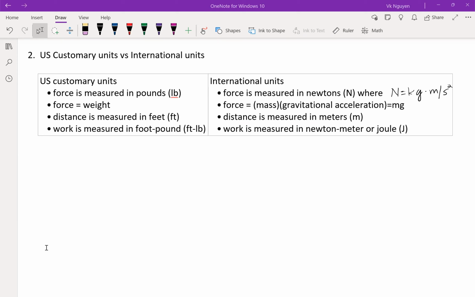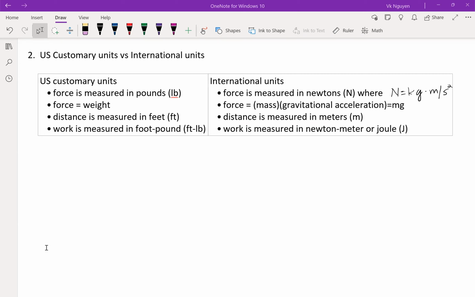In the international unit, force is measured in Newtons. So a Newton is kilogram times meter per second squared. And that is why we have the formula: force is mass multiplied by the gravitational acceleration, F equals mg. Distance is measured in meters. Work is measured in Newton-meters or joules.